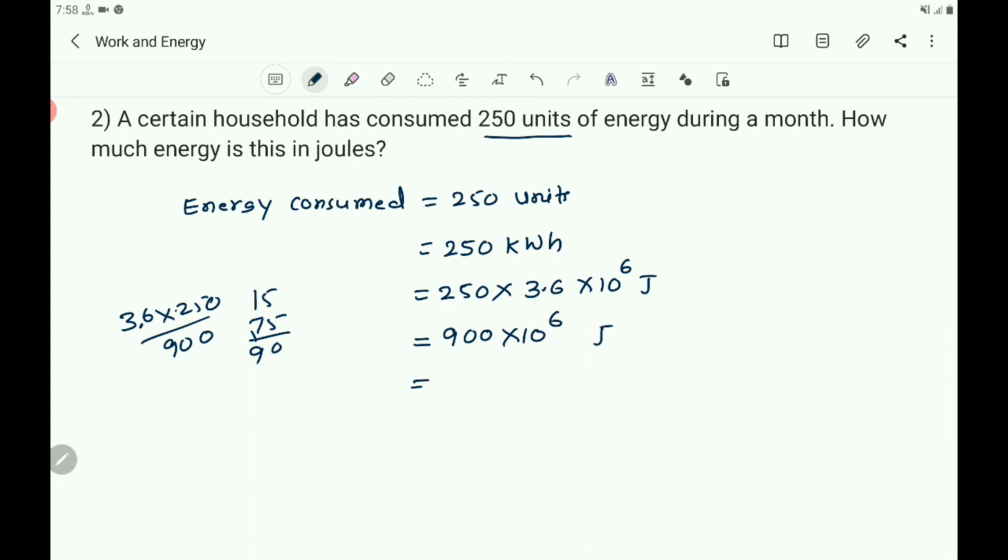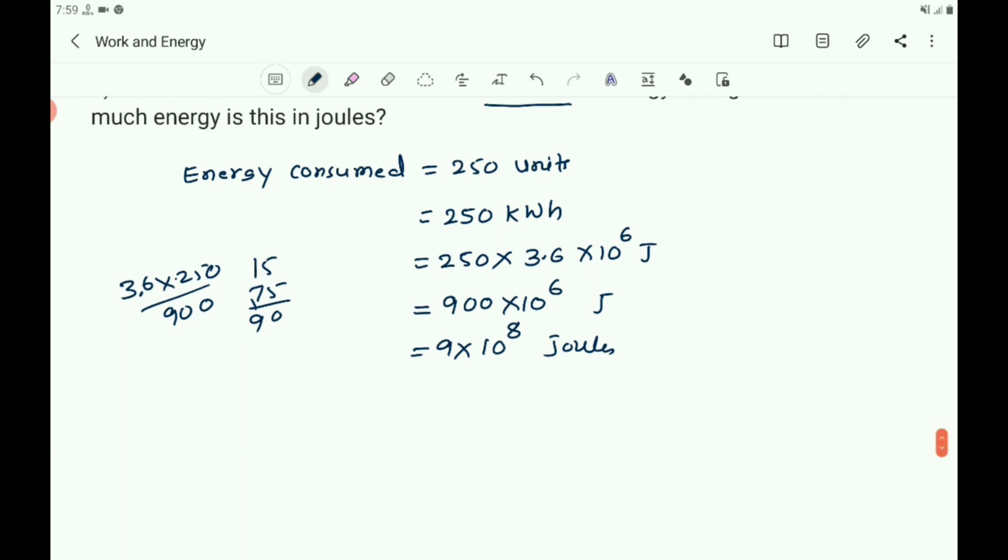Then you can have 9 into 10 power, here remove the two zeros and take extra power 2, that becomes 9 into 10 power 8 joules. So you can say that the energy in joules is 9 into 10 to the power 8 joules.